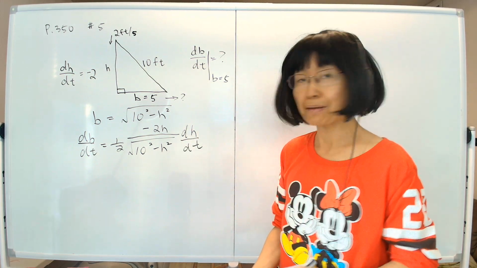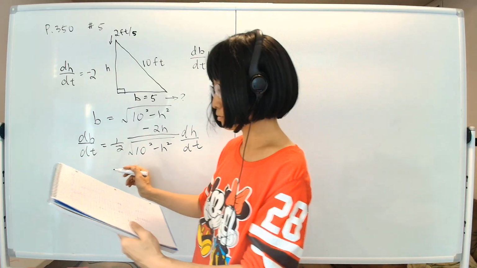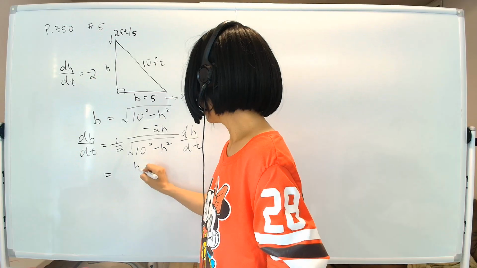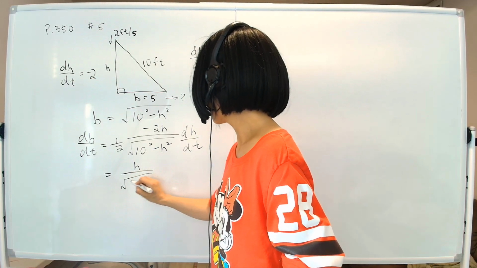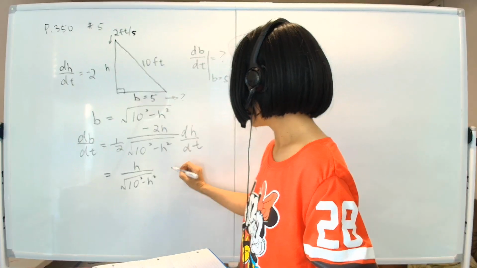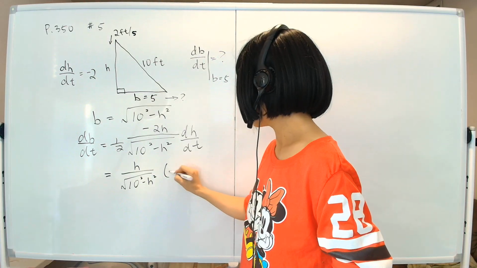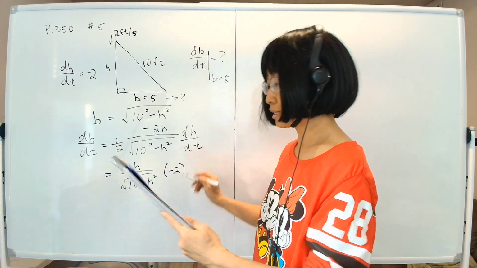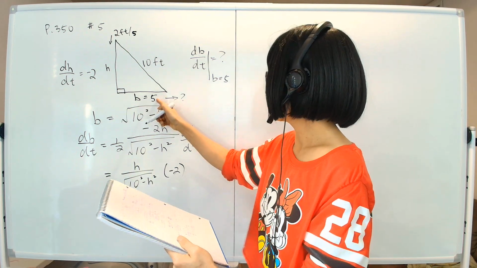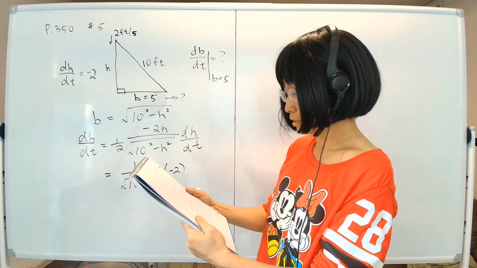That's a straightforward application of the chain rule, which can be cleaned up somewhat. It looks like this over the square root of 10 squared minus h squared, and this is evaluated at dh by dt equals minus 2. And h is evaluated at what, what was h again? 5? No, h is not 5. Do we need to calculate h?